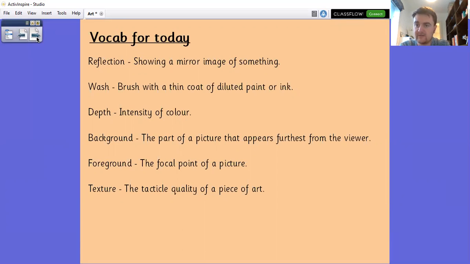Now, depending on what you have access to today will depend on whether that is relevant for you. Depth is the intensity of color. That's going to be appropriate for everybody. The background is the part of a picture that appears furthest from the viewer, and the foreground is the focal point of the picture. So the main part, the thing that the artist wants you to focus on. The texture is the tactile quality of a piece of art. So it's what it looks like it would feel like. Not necessarily what it does feel like, but how the artist has used shading, has used different effects to give the art that sort of 3D tactile quality.